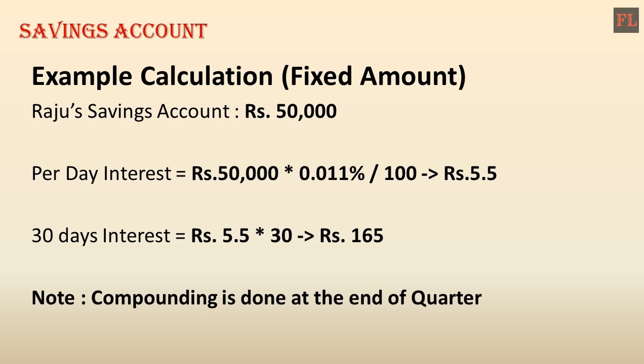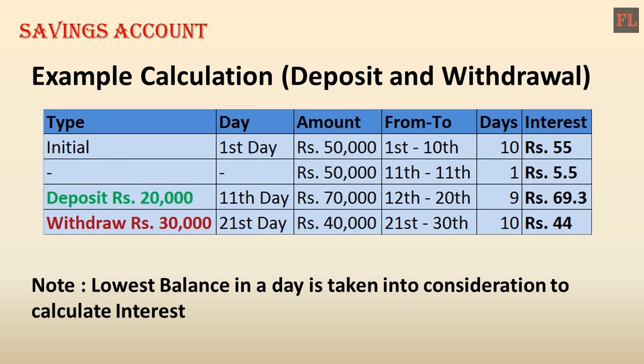Now let's see how interest is calculated based on periodic deposits and withdrawals in your savings account. Let's say Raju has rupees 50,000 for the first 10 days of the month and then he deposits rupees 20,000 on the 11th day. So the interest calculated for the first 10 days would be somewhere around rupees 5.5, considering 0.011% interest per day on rupees 50,000. But since the interest is calculated on the lowest balance for that day, the 11th day interest will be again calculated on rupees 50,000, which would be rupees 5.5, and then from the 12th day onwards the interest would be calculated on rupees 70,000.